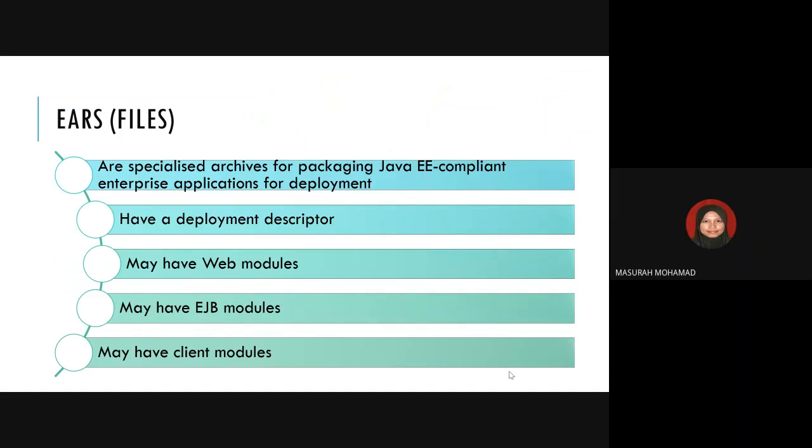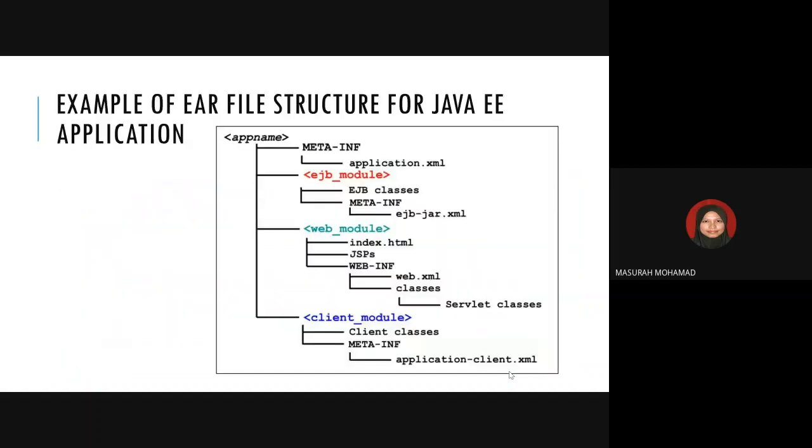So what is meant by EAR files? EARs are specialized archives for packaging Java EE compliant enterprise applications for deployment. When we want to make a deployment, we need the EAR. It has a deployment descriptor. EARs may have web modules, EJB modules, and also client modules. Okay, so this is an example of an EAR file structure for a Java EE application.